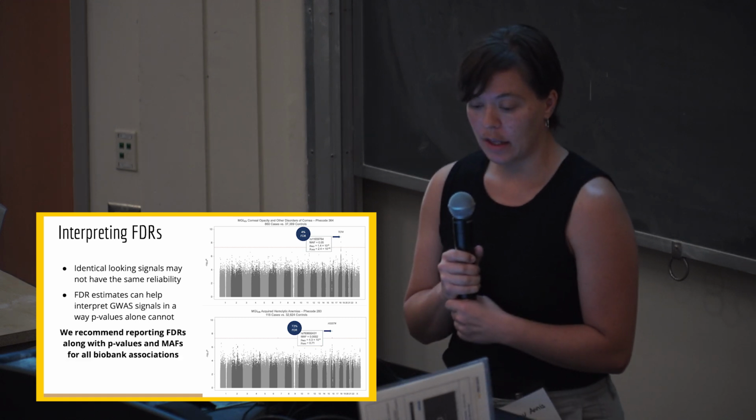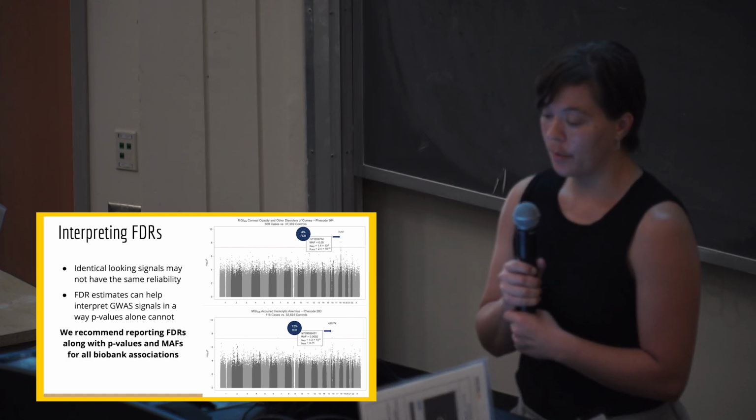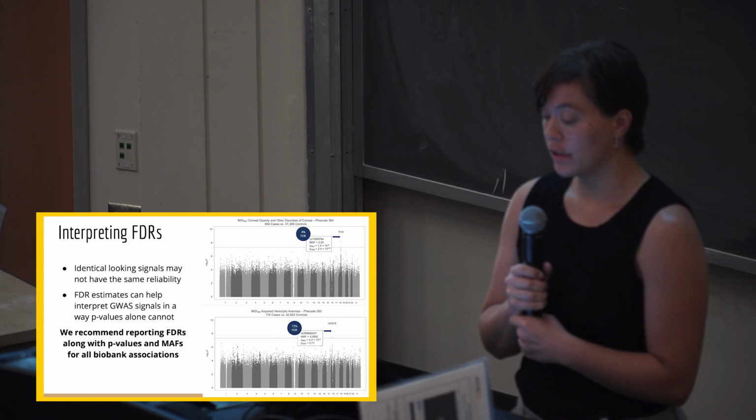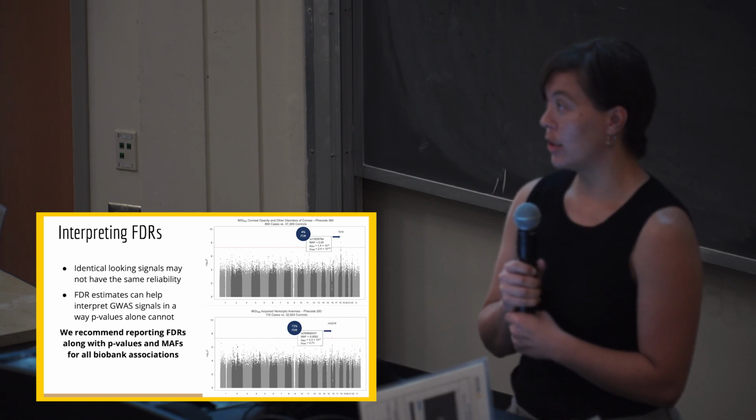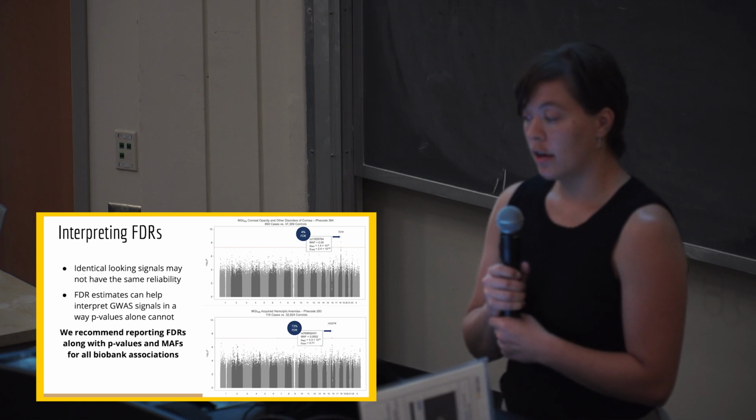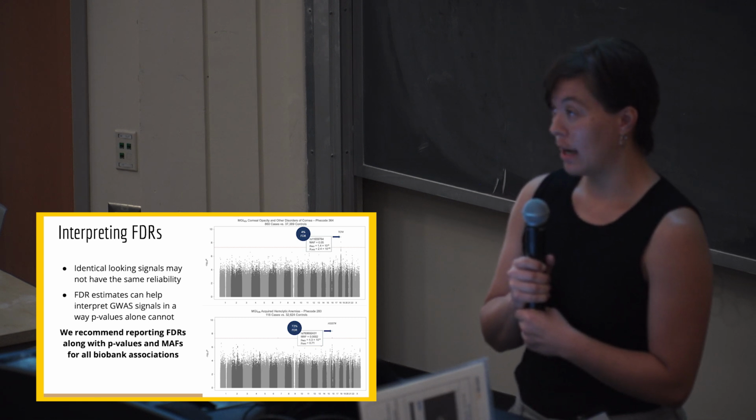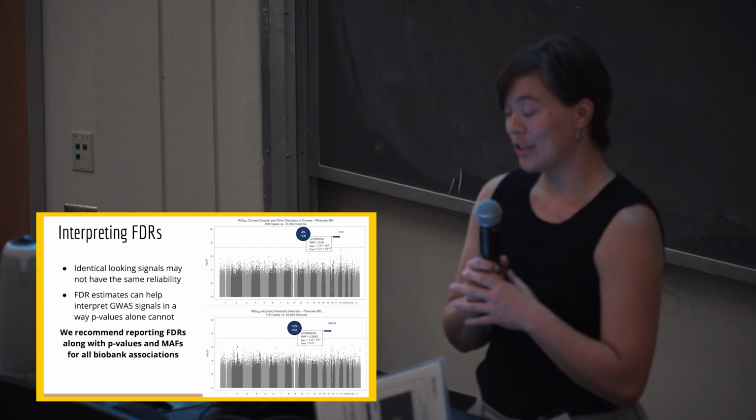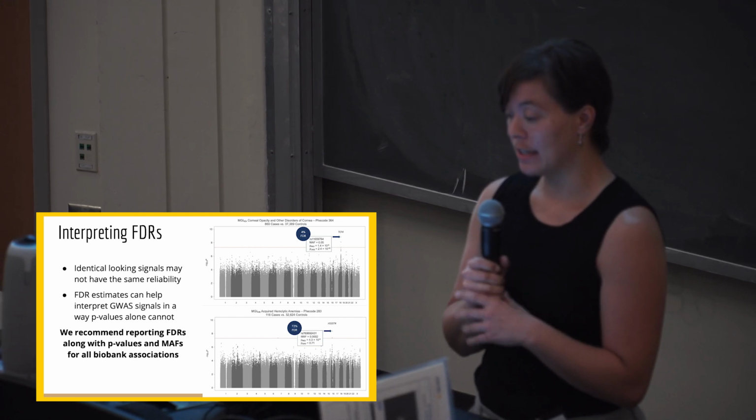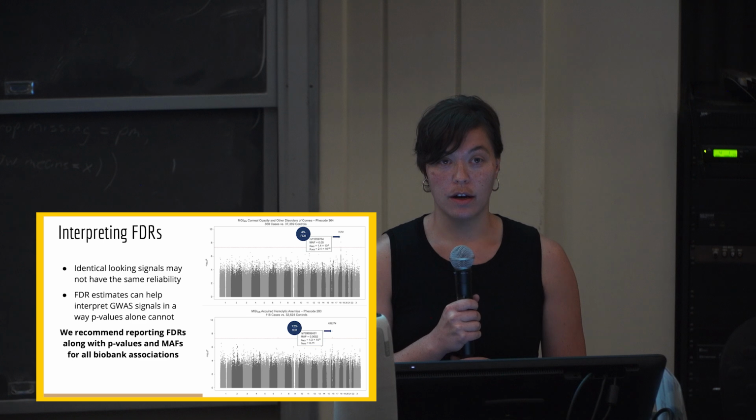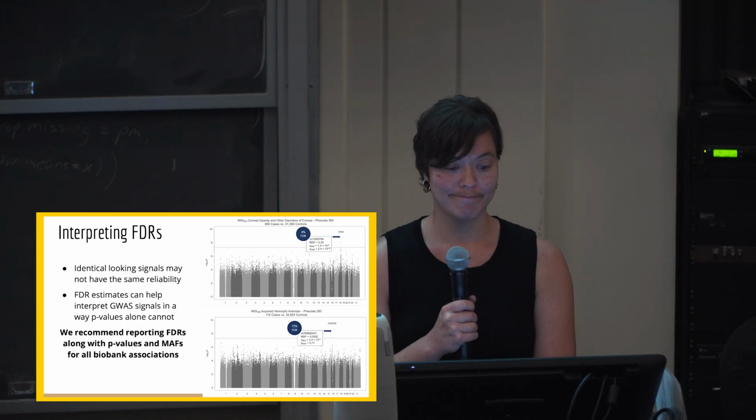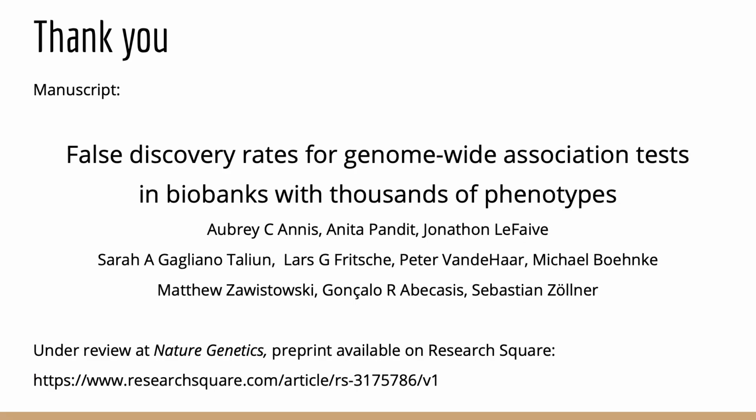With biobank data, we recommend that all biobanks report false discovery rates along with p-values and minor allele frequencies. We've shown here how this is very effective in MGI. It's also effective for you as researchers to use this MGI data yourself, and it sets a standard for other biobanks around the world. This paper is coming out soon, hopefully in Nature Genetics. We just returned our reviews to the reviewers, so you can look forward to that, but there's a preprint available on Research Square now. Thank you.